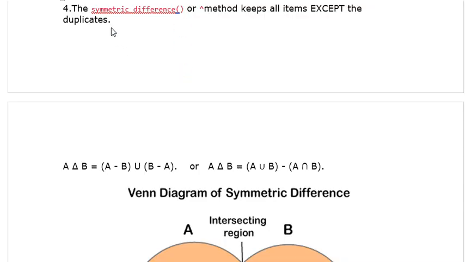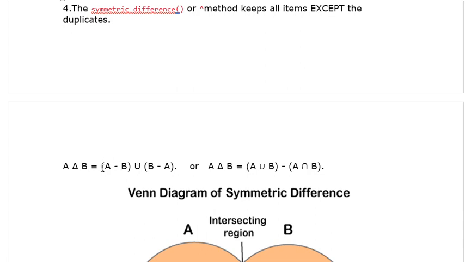Next, let's see what the symmetric difference is. This is the shortcut. For every notation we have a shortcut. We can use it this way, or we can simply use the shortcut. Here we have a formula: A minus B union B minus A.